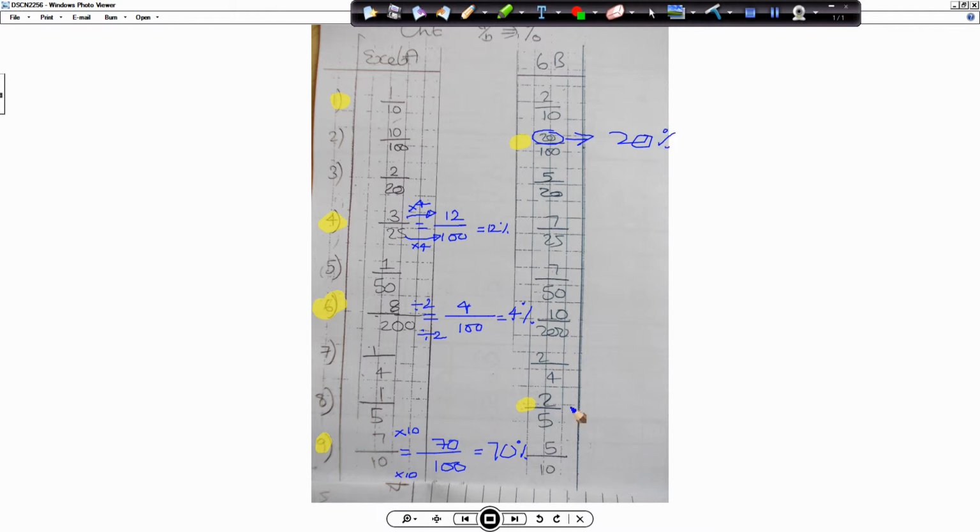Okay, next one, 2 fifths. So we change fifths into hundredths. Actually, you're going too fast. We change the fifths into hundredths. So what do we do to the 5? We times by 20. We times the bottom by 20, we times the top by 20. So 2 times 20 is 40. So 40 over 100 will give us what percentage? 40%. Okay. That's lovely.